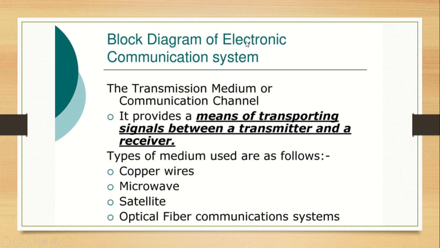Okay, so from the block diagram of an electronic communication system, we have the transmission medium, or we call it the communication channel. The purpose of the transmission medium is to provide a means of transporting signals between the transmitter and receiver. These are the types of medium that can be used: copper wire, microwave, radio, satellite, optical fiber communication system, or even twisted pair wire or coaxial cable.